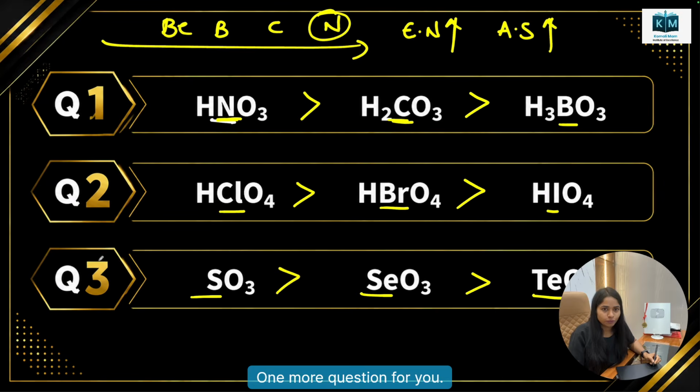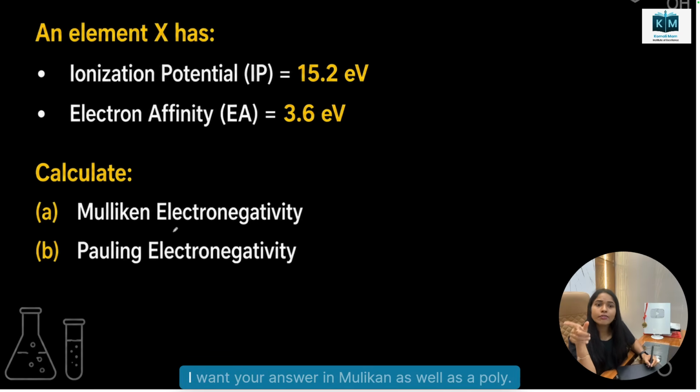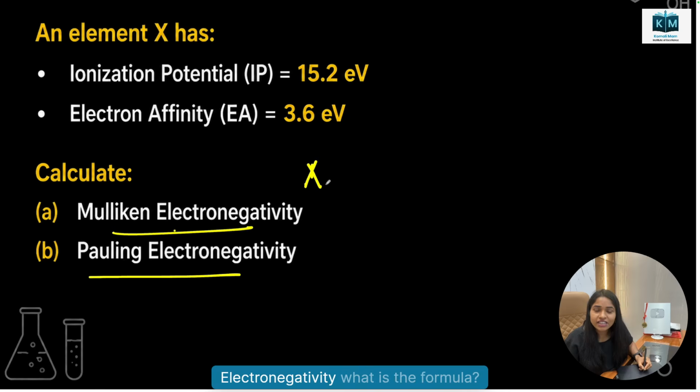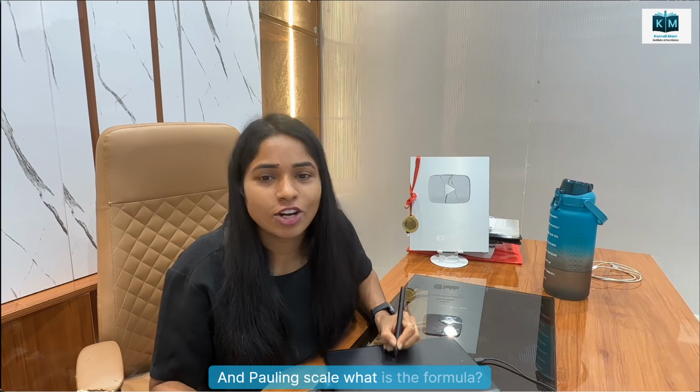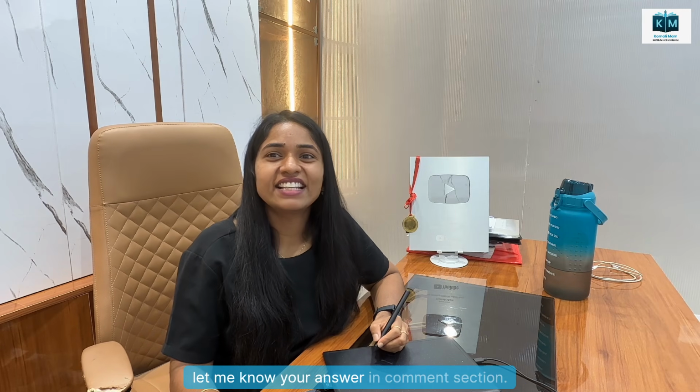One more question for you. See, this is a question. I have given ionization potential and electron affinity values. I want your answer in Mulliken as well as Pauling scale. Tell me what formula we will use, students. For the Mulliken scale electronegativity, what is the formula? And for the Pauling scale, what is the formula? Try this question, total 2 questions, and let me know your answer in the comment section.